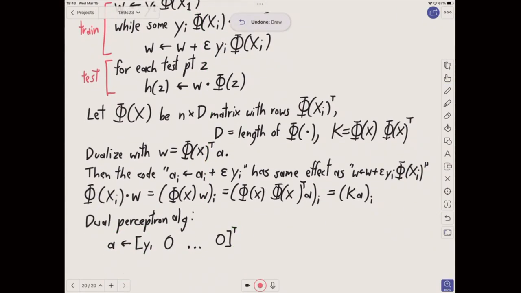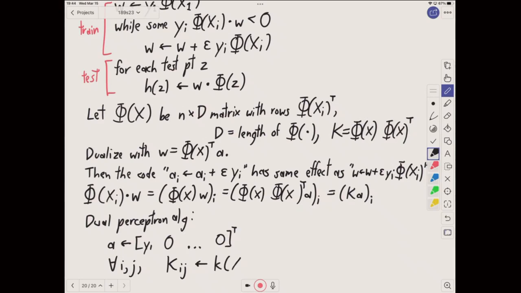Next, we need to adapt the rest of the primal algorithm. Before that, we need to compute the kernel matrix. So for every index i and j, the component in row i and column j of the kernel matrix is the kernel function applied to xi and xj.